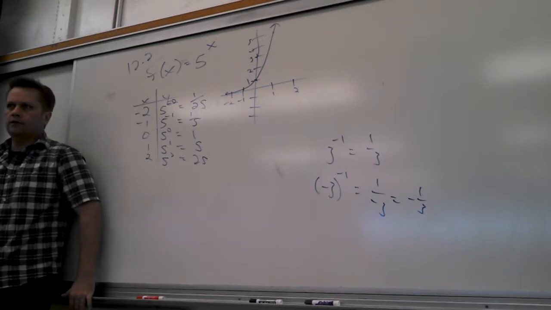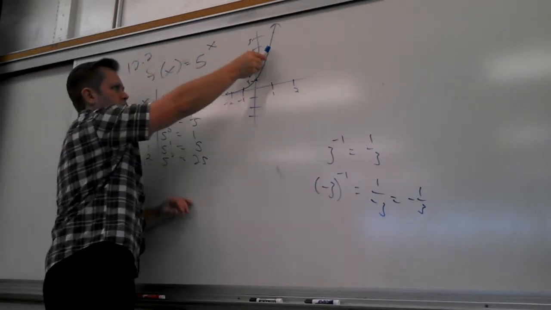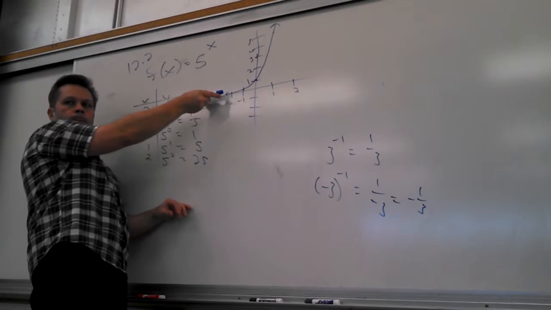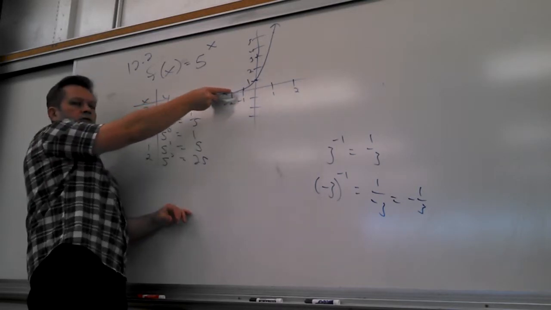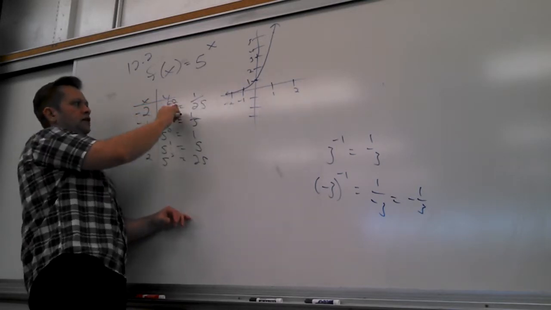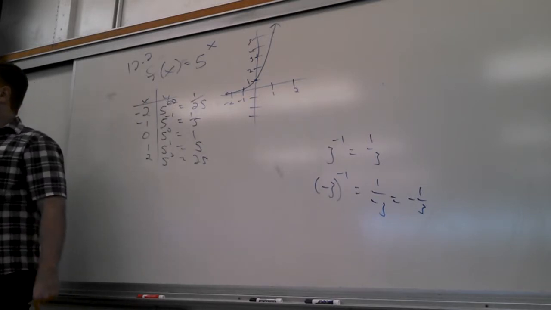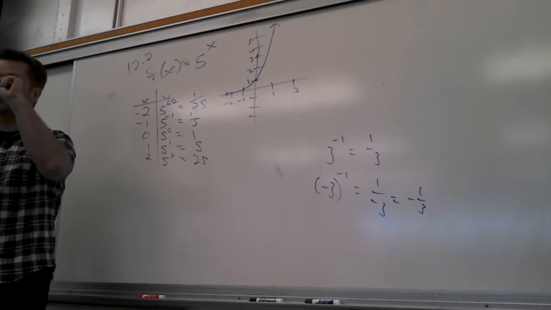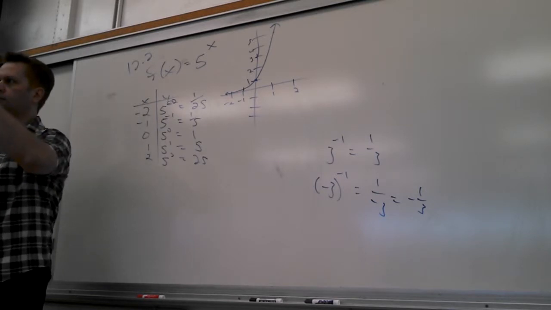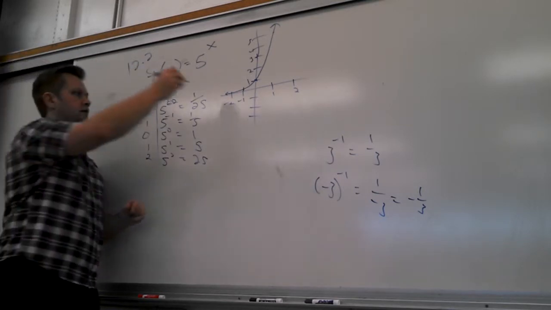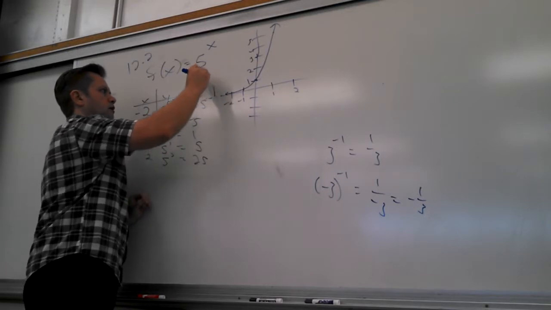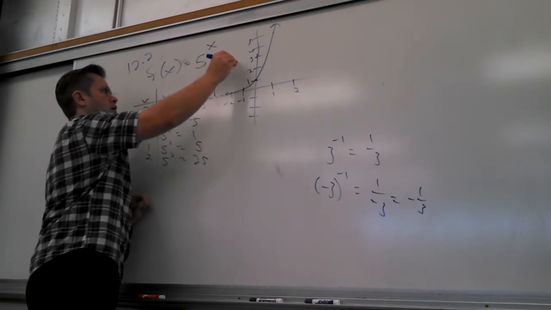So what's the key thing about back here? What happens back here? Does this ever hit 0? No, because even if you put negative 18 billion, 5 to the negative 18 billion ain't 0. It's something really stupid close to 0, but it ain't 0. It's an asymptote. So this is asymptotic.